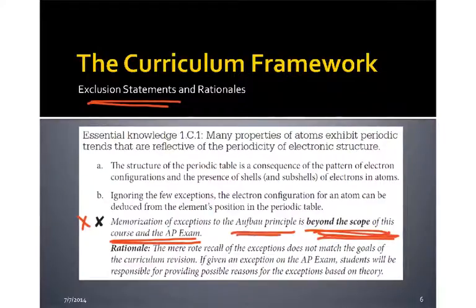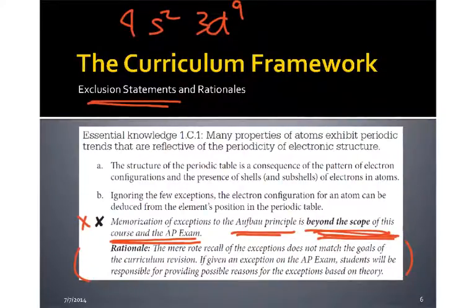So they're saying here that we used to teach things like silver and copper, where you would expect it to be 4s2 3d9, and that would have been copper. But it turns out that's not the case: that's following the rules, but it really is 4s1 3d10. Having students memorize those is what we used to do, but now they're saying that the mere rote recall of the exceptions does not match the goals of the curriculum revision.